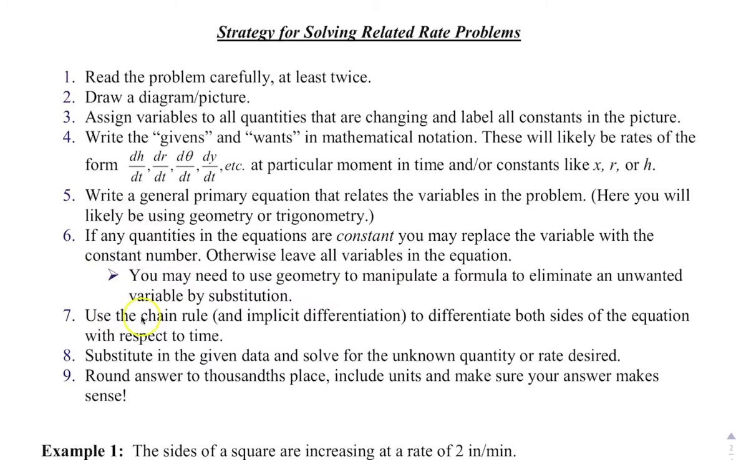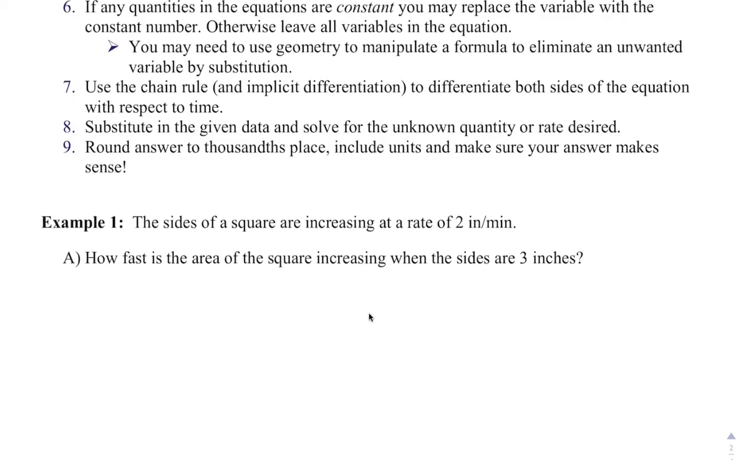Once you do all that, you can use the chain rule and implicit differentiation to take the derivative of both sides of the equation with respect to time. Always with respect to time. And then once you have that, you just substitute the given data and solve for what you need. After that, just round your answer and make sure it makes sense. So let's do an example.